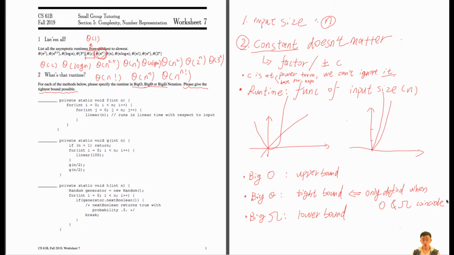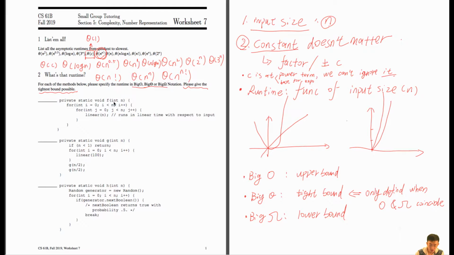Before that, remember that when we do a runtime analysis, we want to specify an input size. In our case, since we input an integer n in all of these three functions, we're going to assume our input size is just the value of n, so an integer value. So let's look at the first question.